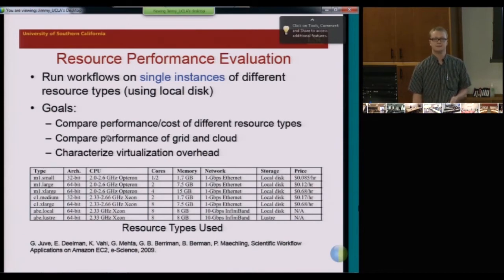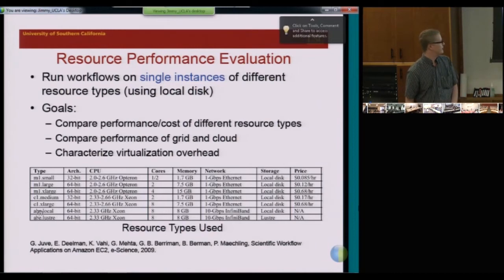We wanted to also compare the performance and cost of these different resource types between the grid and the cloud, and then characterize the virtualization overhead, to see what impact virtualization has on a workflow application. This study uses only single instances. In the storage system evaluation, I'll talk about the parallel case. So these are the different resource types.